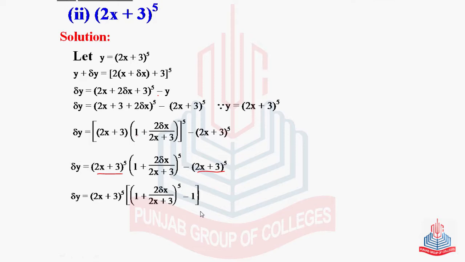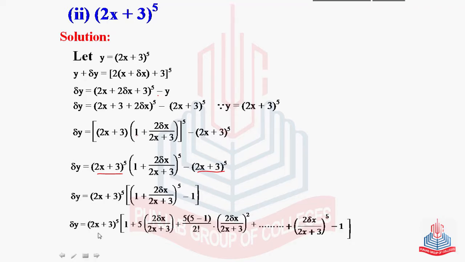Now we open this expression with the help of the binomial theorem. So we have delta y is equal to (2x plus 3) raised to the power 5 times [1 plus nx. Here n is 5, x is 2 delta x over 2x plus 3, plus 5 into (5 minus 1) over 2 factorial times x square, which is (2 delta x over 2x plus 3) whole square, and so on. As n is a positive integer, there must be a last term, which is (2 delta x over 2x plus 3) whole raised to the power n. Here n is 5, so that will become the last term, and you must write the last term in the case of a positive integer. At the end this will be a minus 1, which will remain the same.